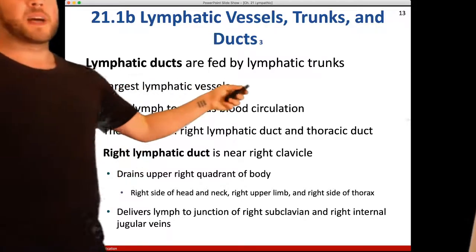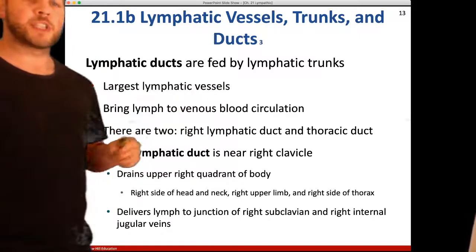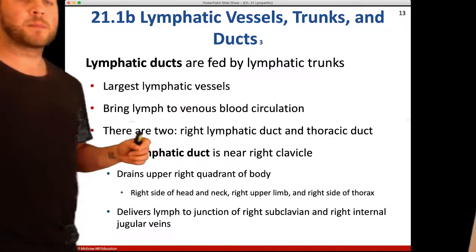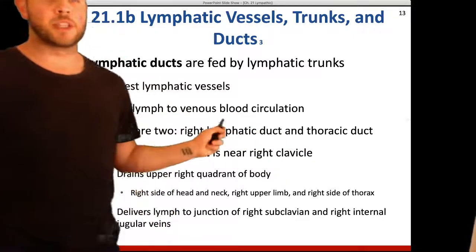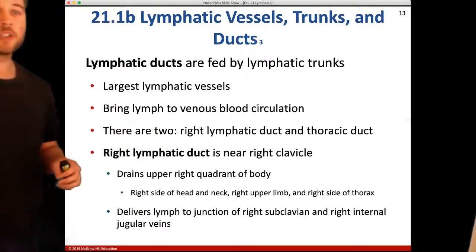Ducts are fed by lymphatic trunks. These are your largest lymphatic vessels. There are two of them. You have your right lymphatic duct and your thoracic duct. These are going to lead back into your venous blood circulation.